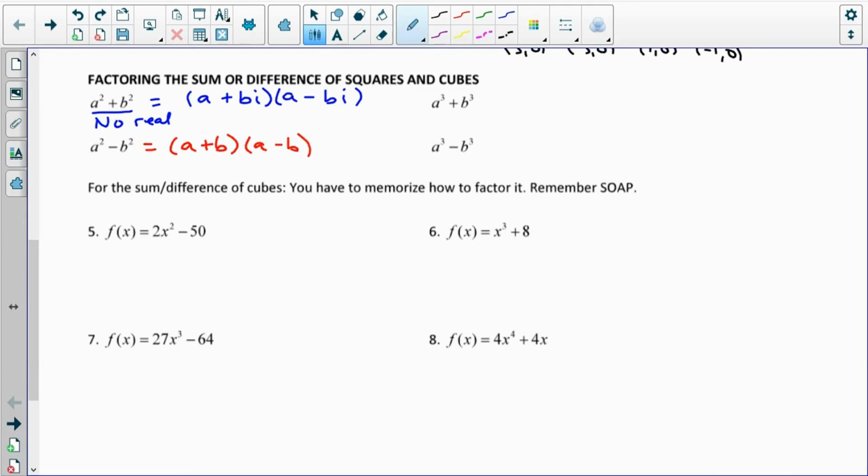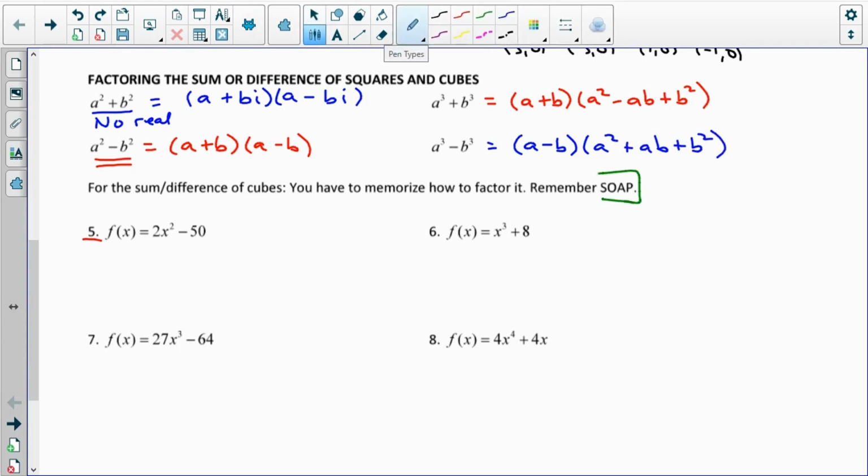That's something that I just have to memorize. I need to know how to factor that. So we'll get to a problem like that in problem 5. And then a cubed plus b cubed and a cubed minus b cubed, I'm going to have to memorize these. A plus b times a squared minus ab plus b squared. And then for a cubed minus b cubed, I get a minus b, a squared plus ab plus b squared.